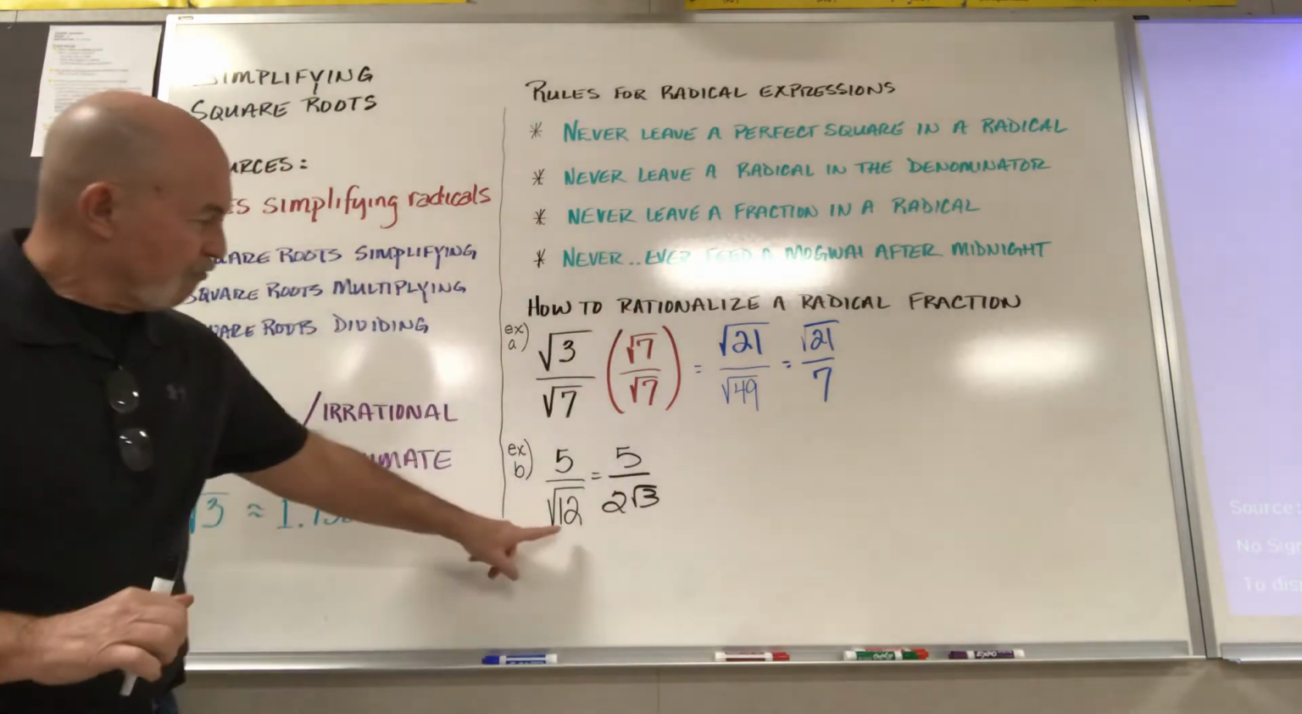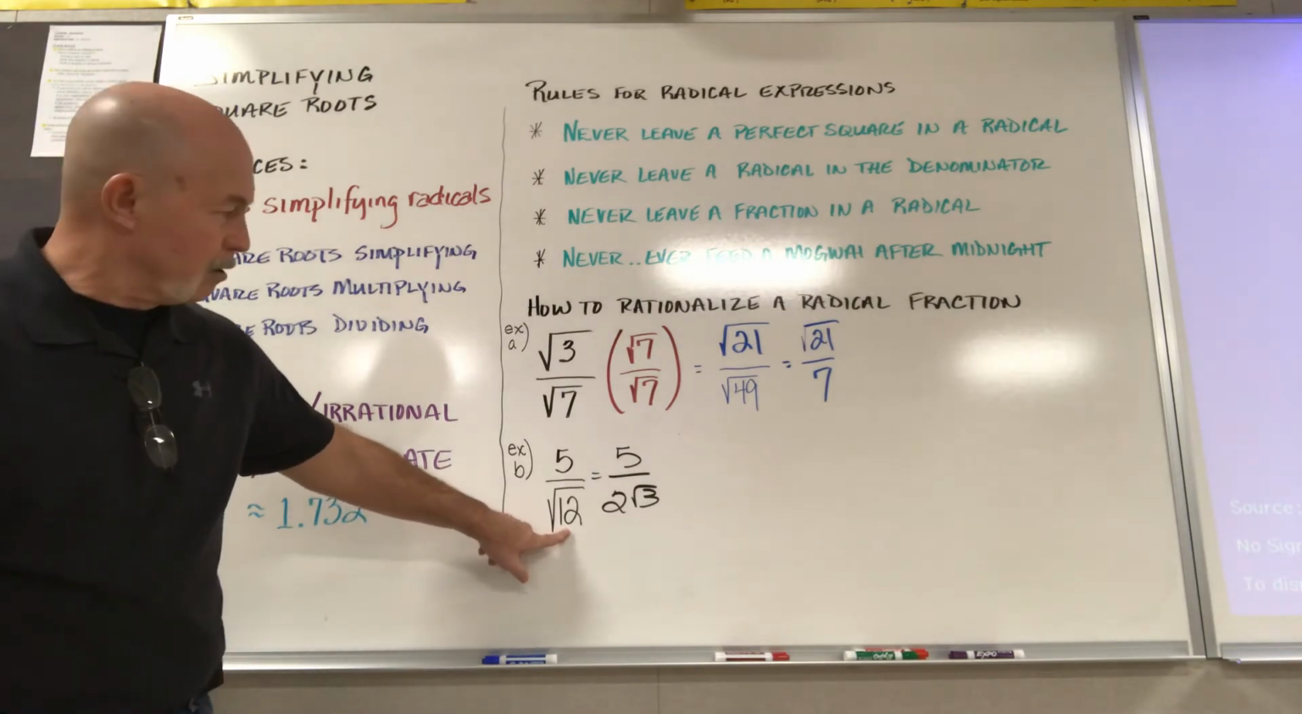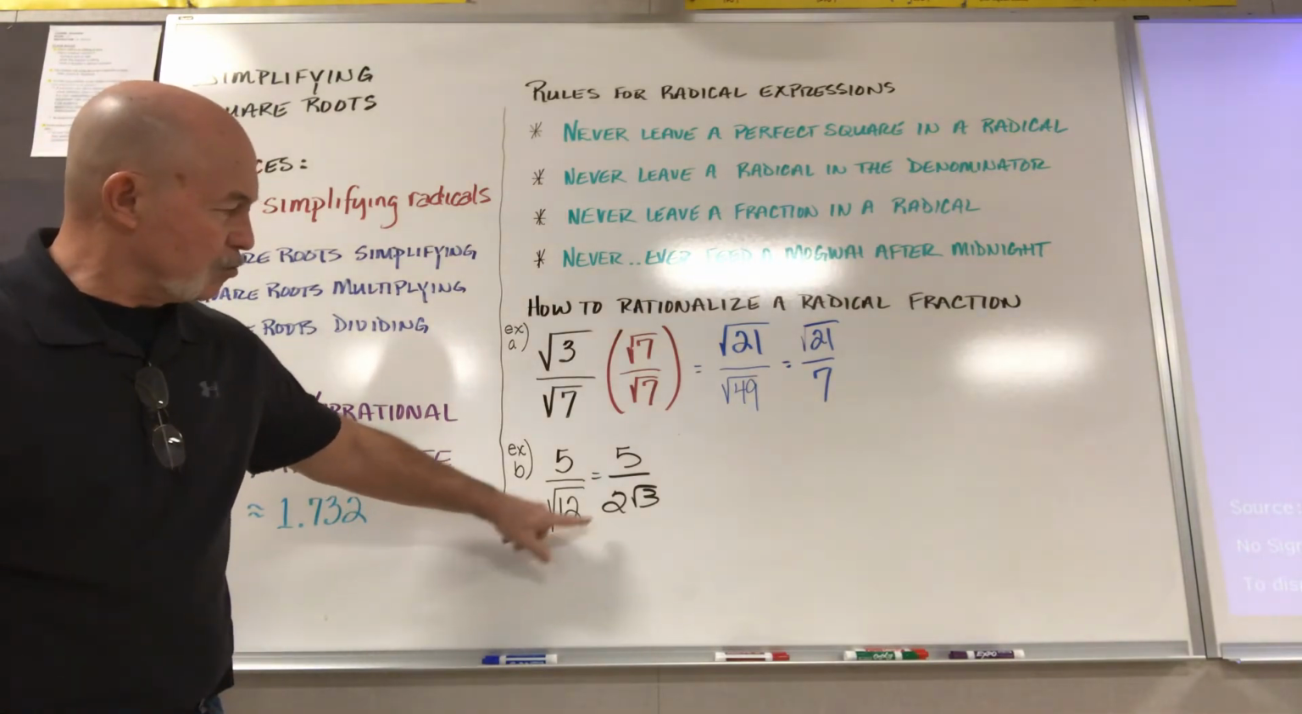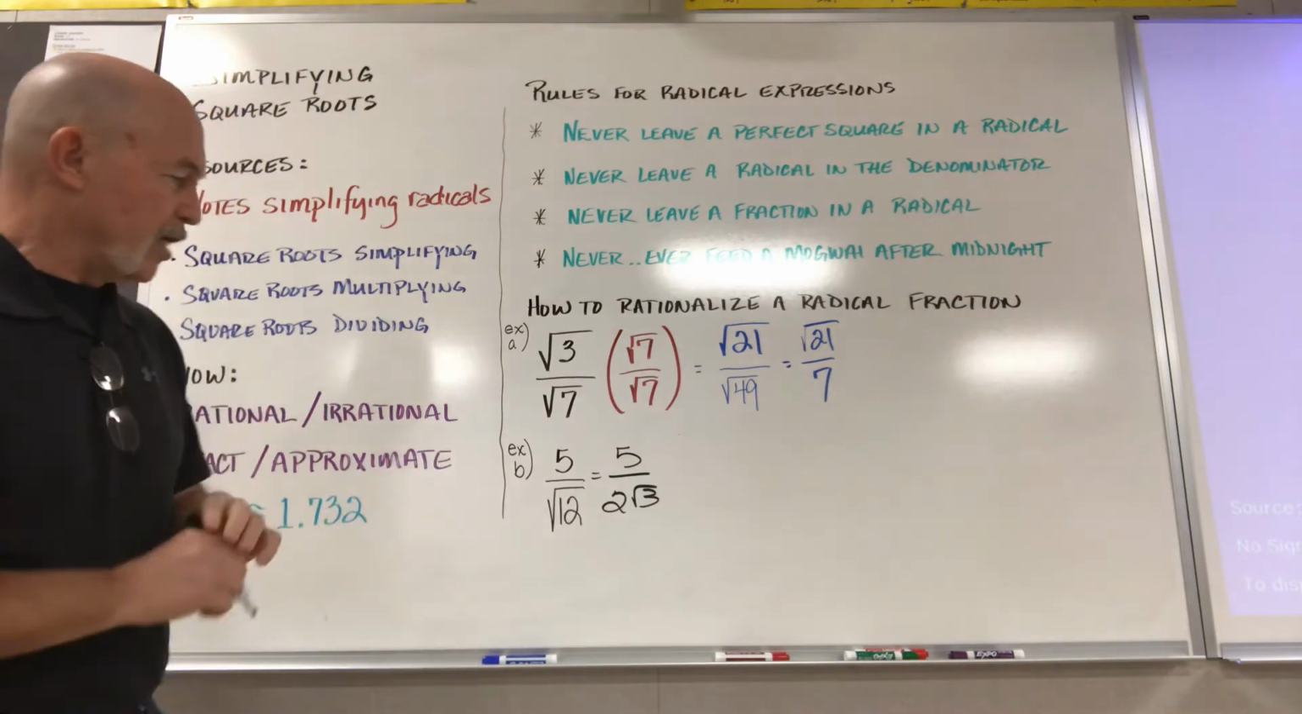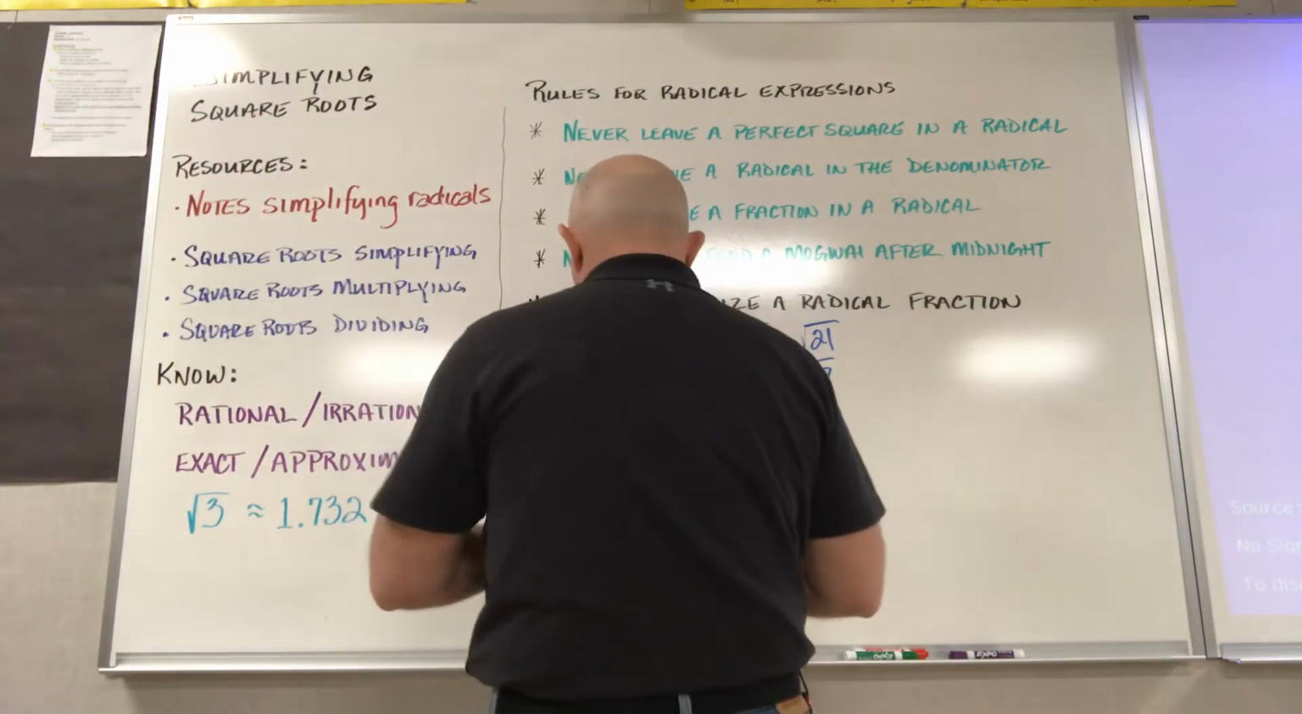Okay? 4 times 3. Okay, the 4 is a square, comes out. Okay, so now I'm going to multiply by the square root of 3.